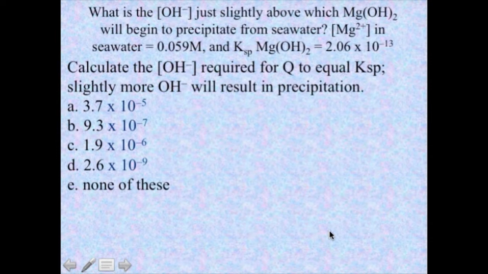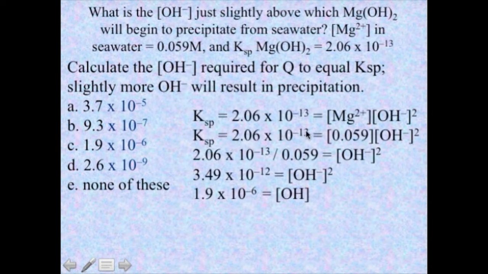So as an example, what is the hydroxide ion concentration just slightly above which magnesium hydroxide will begin to precipitate from seawater? The concentration of magnesium ion in seawater is 0.059 molar, and the Ksp for magnesium hydroxide is 2.06 times 10 to the minus 13. So calculate the hydroxide ion concentration required for the Q value to equal Ksp, and then slightly more than that will result in precipitation. Turn your playback off, try it, and come back.